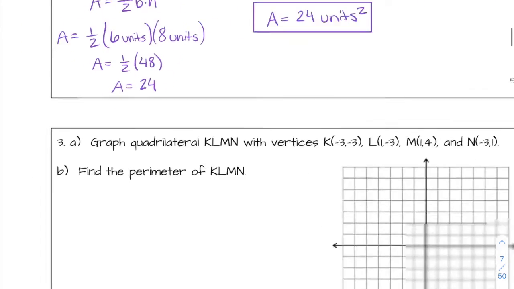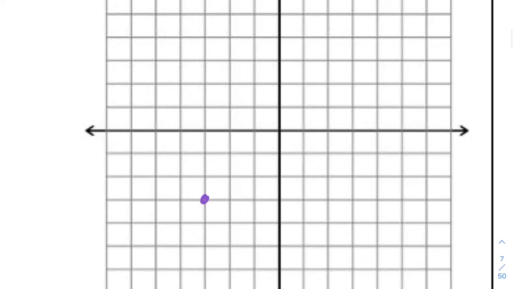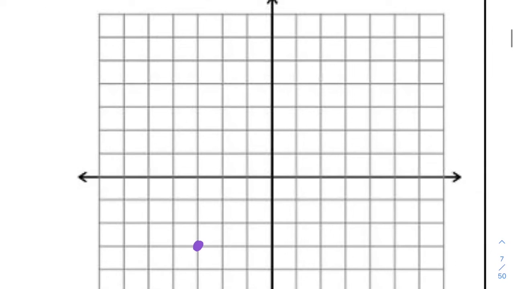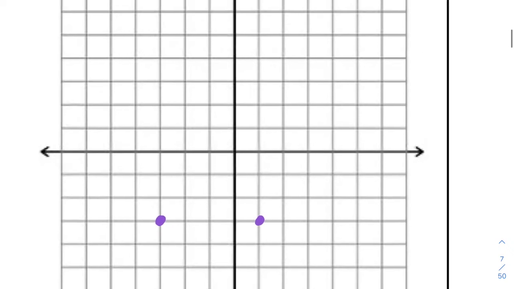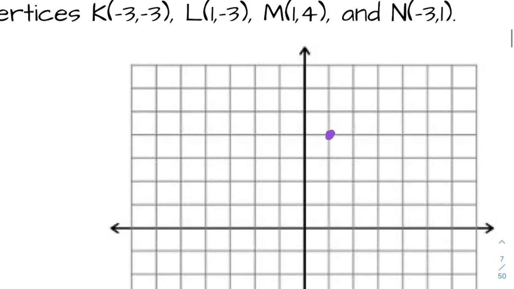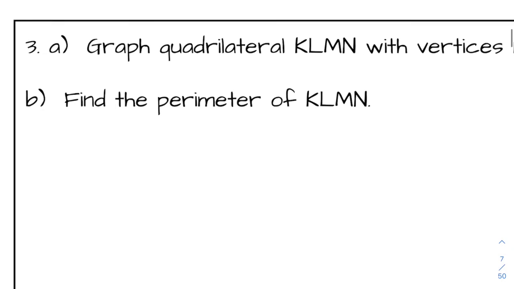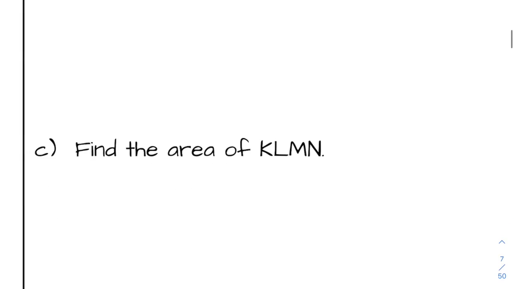All right. Next one, quadrilateral KLMN, where K has -3, -3. So -3, -3 is right there. We have 1, -3, so 1, -3. M is 1, 4, and we have -3, 1. I'm going to make sure I did everything right. Okay. We want to find the perimeter, and we also want to find the area.